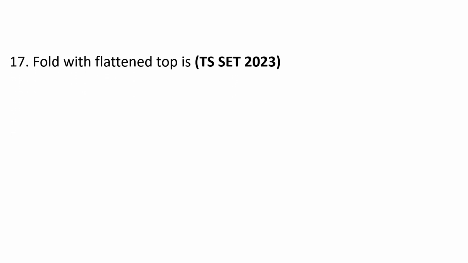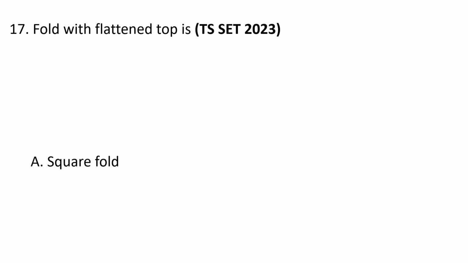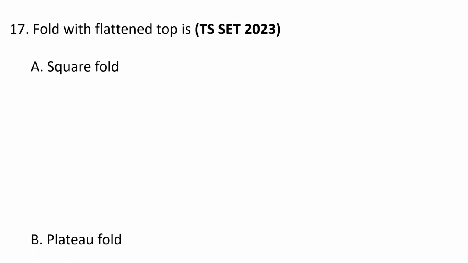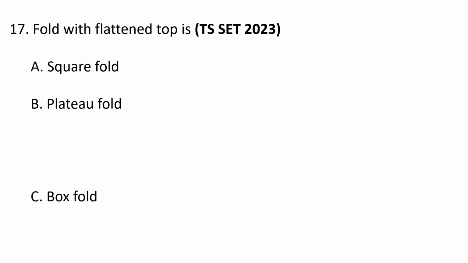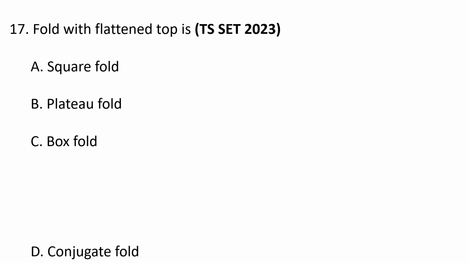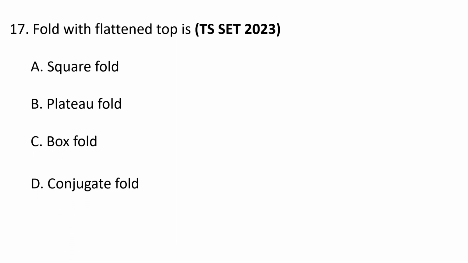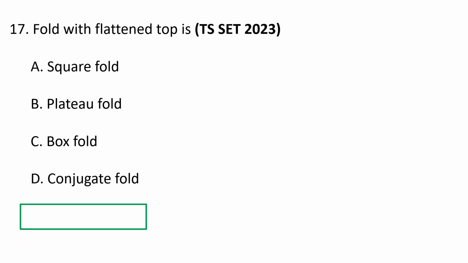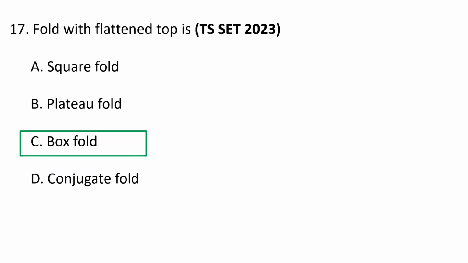Next question. Fold with the flattened top is A. Square fold, B. Plateau fold, C. Box fold, and D. Conjugate fold. A fold with the flattened top is known as a box fold. A box fold may be described as a special type of fold with an exceptionally flattened top and steeply inclined limbs, almost forming 3 sides of a rectangle. C is the correct option.